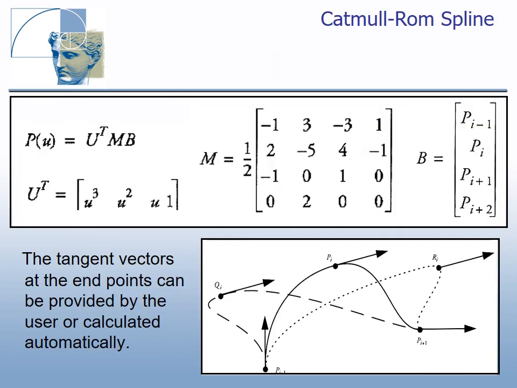One of the possible matrix forms for the Catmull-Rom spline is shown for the case of 4 given points. The tangent vectors at the endpoints can be provided by the user or calculated automatically. See the spline segment behavior in the bottom image, where the tangent vector at the point p sub i is a half of the vector p sub i minus 1 and p sub i plus 1. Any changes of the point p sub i position to positions q sub i or r sub i, for example, do not change the tangent vector but change the shape of the curve.